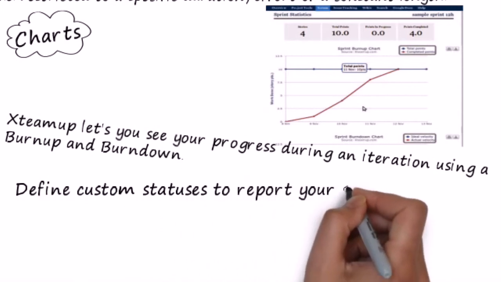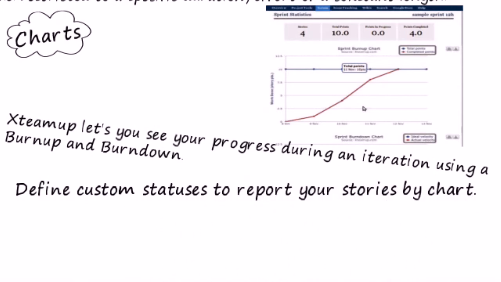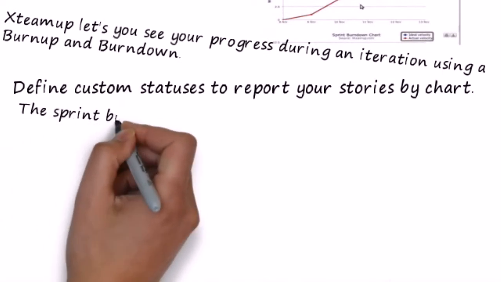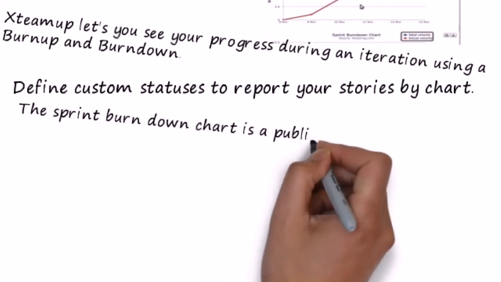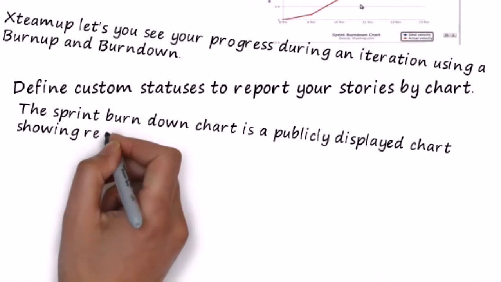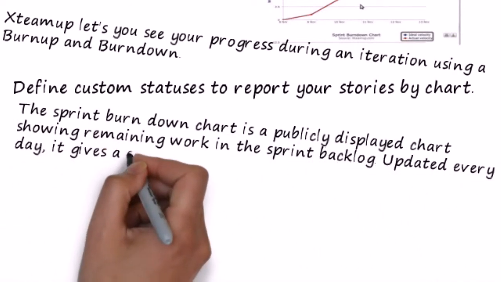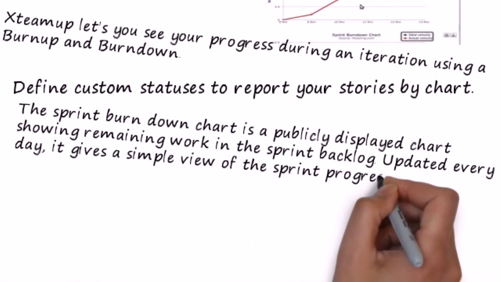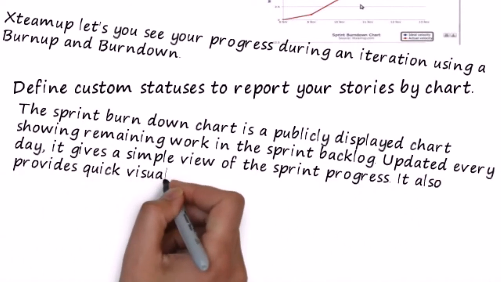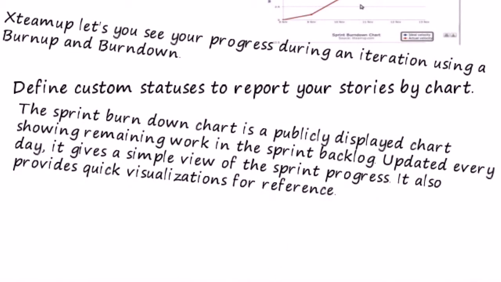Define custom statuses to report your stories by charts. The Sprint Burn Down chart is a publicly displayed chart showing remaining work in the sprint backlog. Updated every day, it gives a simple view of the sprint progress. It also provides quick visualizations for reference.